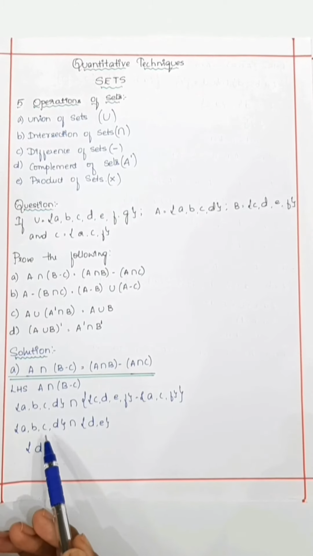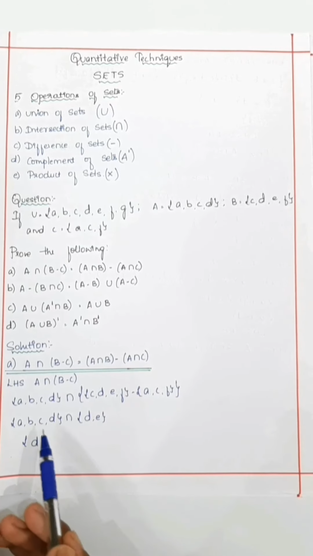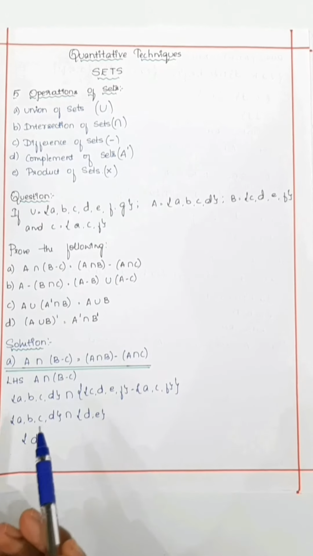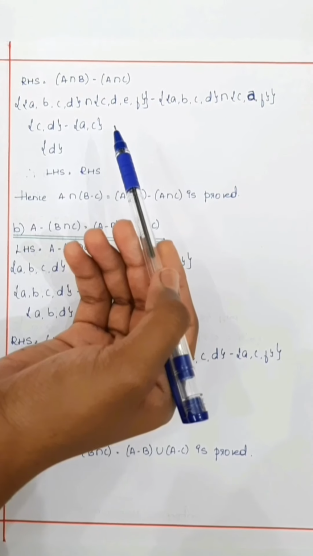Now let us intersect with A. A, B, C, D intersection D, E. What is the common among these sets? D is the common. So this is LHS.